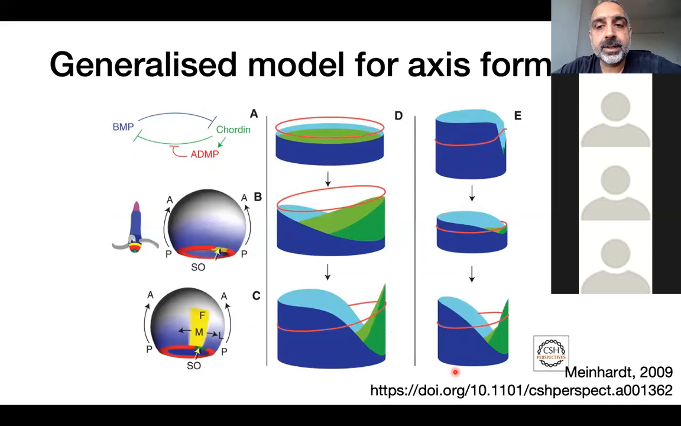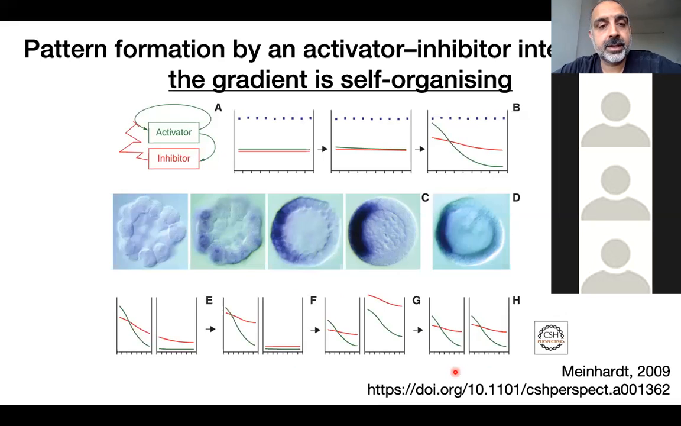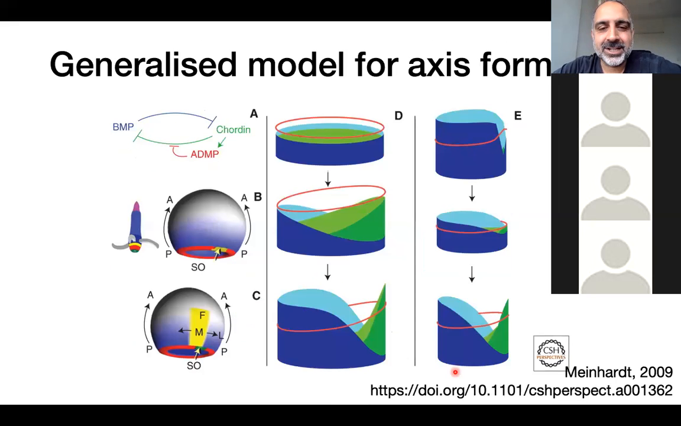Actually, this is the simple one. The slightly more complicated version is what actually happens in Xenopus and in mouse. In this generalized model for axis formation, basically dorsal ventral formation, what Meinhardt has done as well is put in an argument for an anterior posterior organizer as well as a dorsal ventral organizer, which I don't really want to go into at the moment.